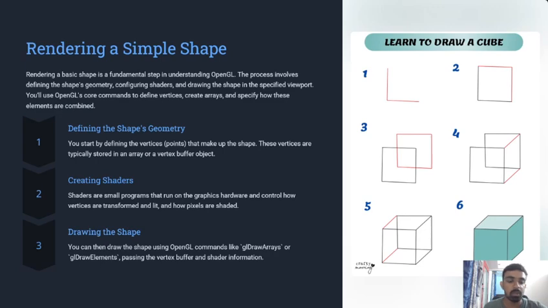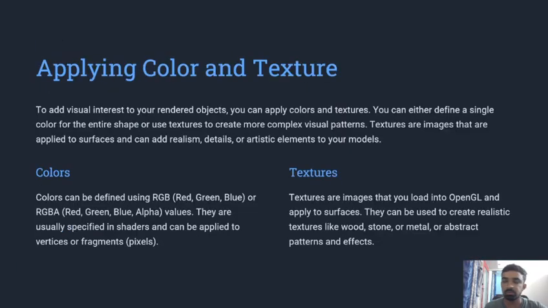Drawing the shape. You can then draw a shape using OpenGL commands like glDrawArrays or glDrawElements, passing the vertex buffer and shader information.